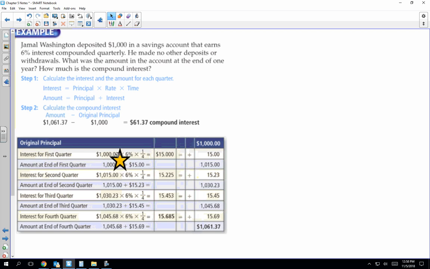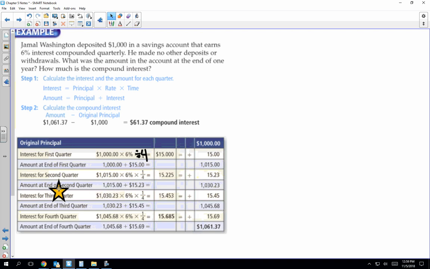So the first quarter we take our $1,000, times it by the 6%, and then divide it by 4 or multiply it by 1/4. I would just plan on saying divided by 4. It's easier to get in your calculator this way. And then we get $15. So we're going to add that $15 to our original $1,000. So our new balance is $1,000 plus $15. So that's $1,015. Now this is our new amount that's in our account.